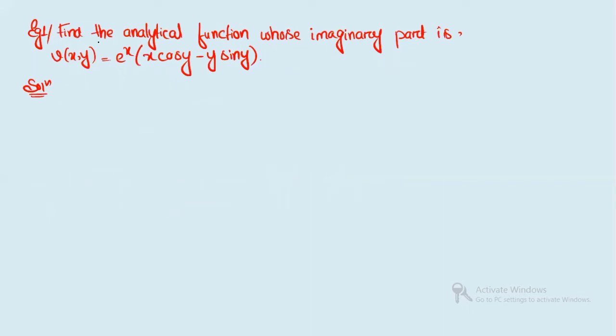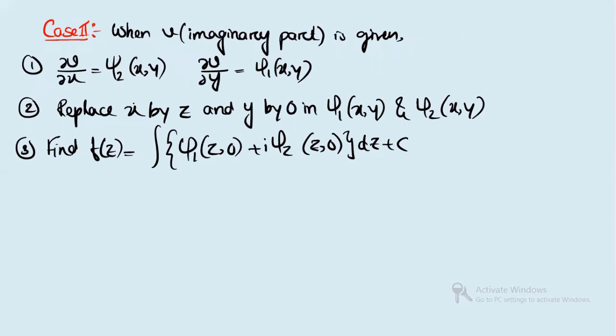Now we will see two examples. The first question is: find the analytic function whose imaginary part is v of x, y equals this. So v is given to you, and you will have to find the analytic function. First we will differentiate v with respect to x, then we will differentiate with respect to y. Then we will replace, and then we will find this function.